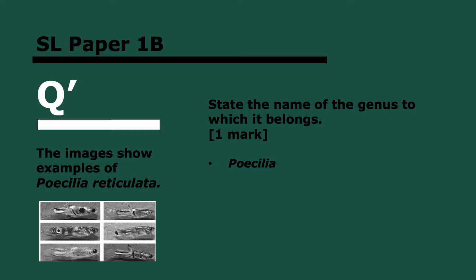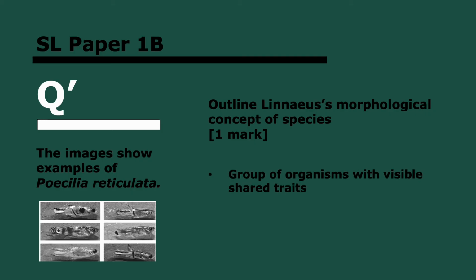Genus and species name. The next question is outline Linnaeus's morphological concept of species. Remember, this is not the current concept of species, but the one by Linnaeus. So again, take your time to think. And 1, 2, and 3. So the Linnaeus concept is that a species was a group of organisms with visible shared traits. So it was based on physical characteristics, right? Appearances. Why? Because back then they didn't have the tools to actually look at the genetic material, for example. So this is all they had. But again, this is not what we look at nowadays when we look at what species an organism is in.